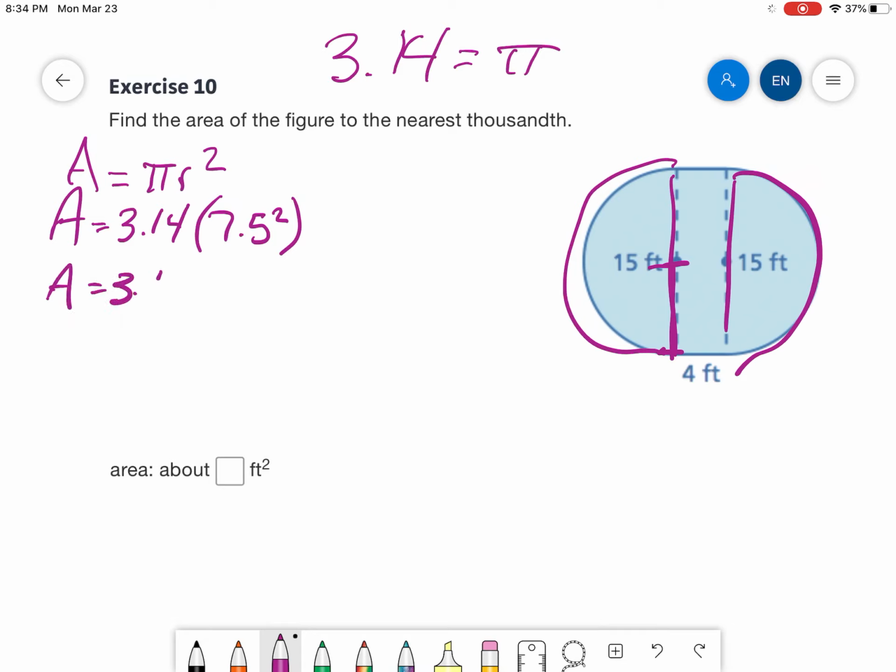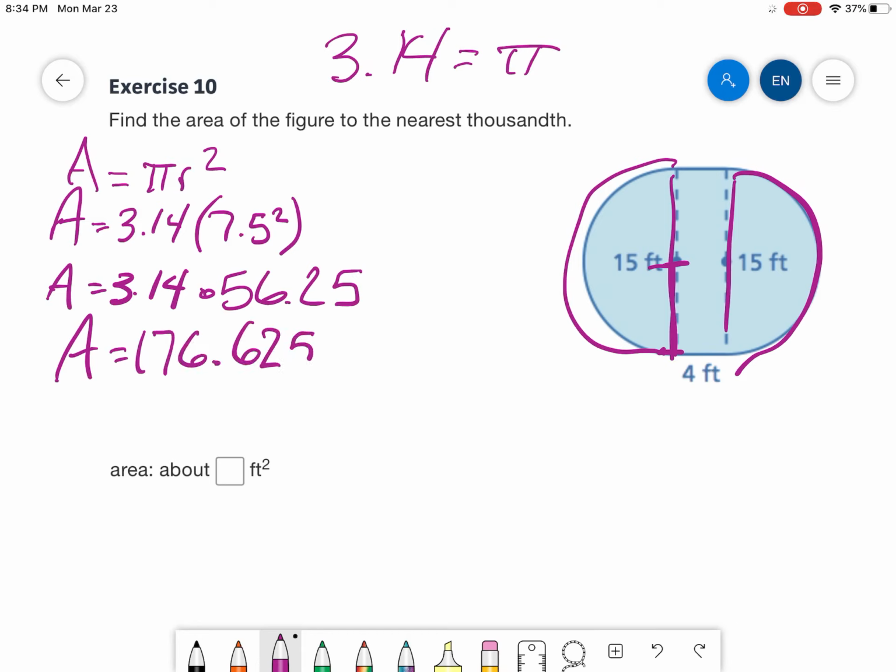All right. So when I plug 7.5 squared, or 7.5 times 7.5, into my calculator, I get 56.25. Then I'm going to multiply that by 3.14 for pi. And the area is equal to 176.625. And that's just for this section and this section.